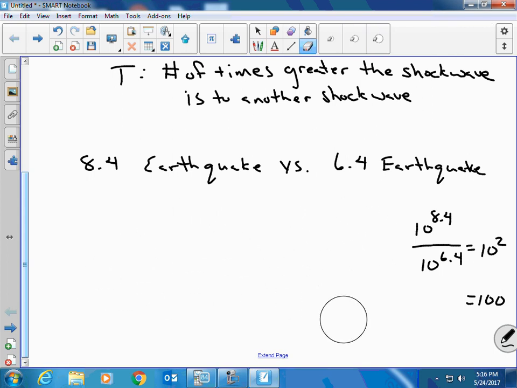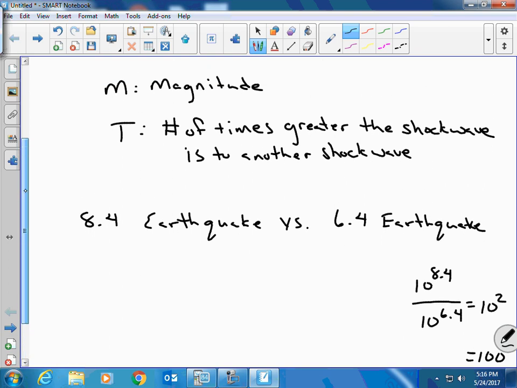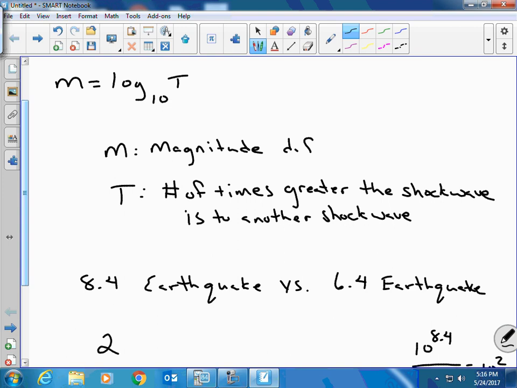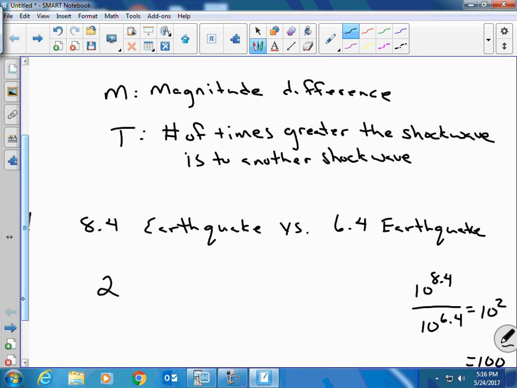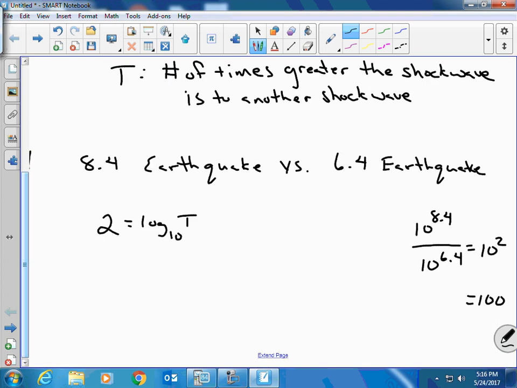Now, let's plug in for M the difference in the magnitude. So 8.4 compared to 6.4, the difference between the magnitude is 2. So I should write this as magnitude difference if we want to compare 2, right? If we're just looking at 1, then it's just magnitude, and T is the strength of the shock wave. So then I have log base 10 of T, and T stands for now the comparison between 8.4 and 6.4. Okay? So 10 raised to the second power equals T, right?